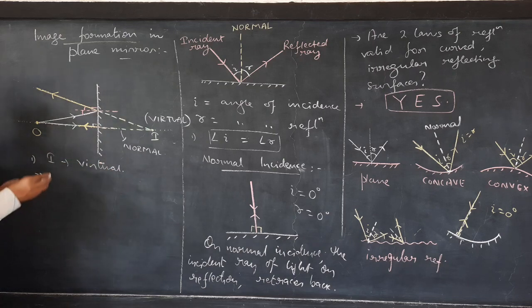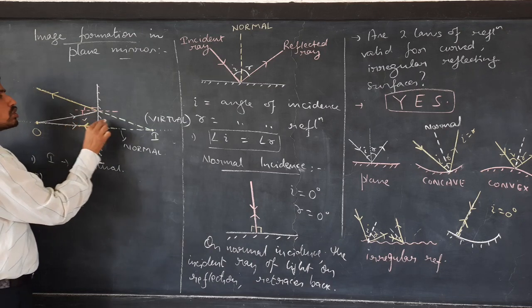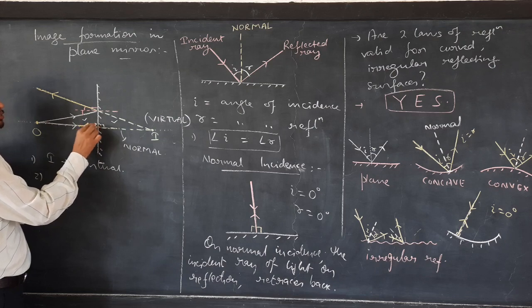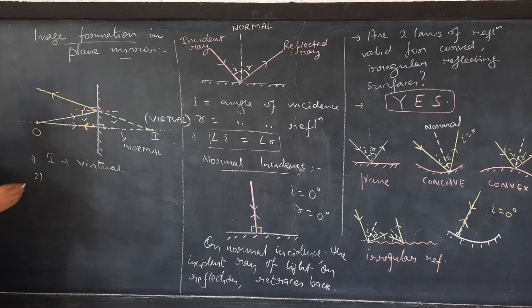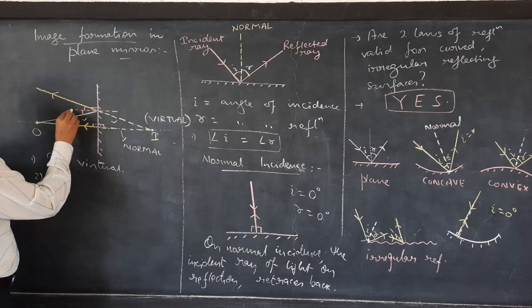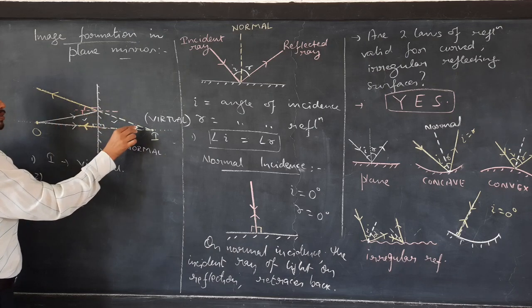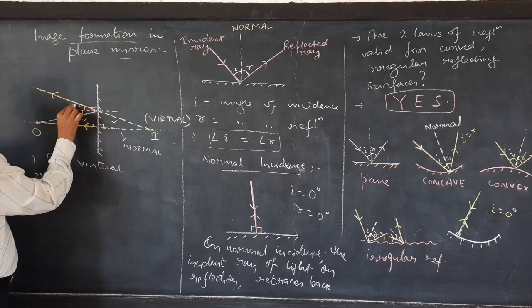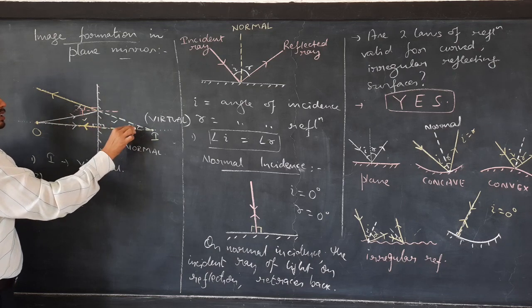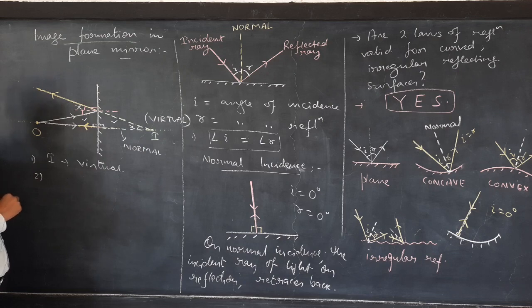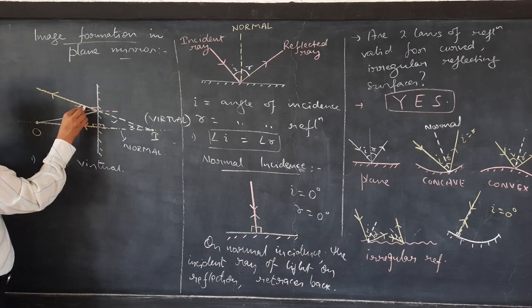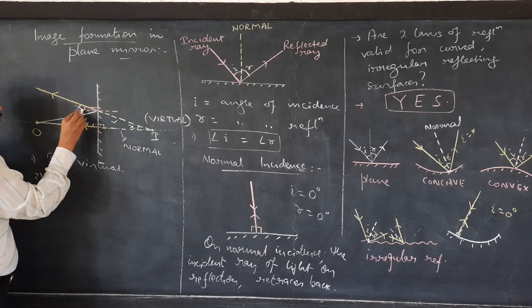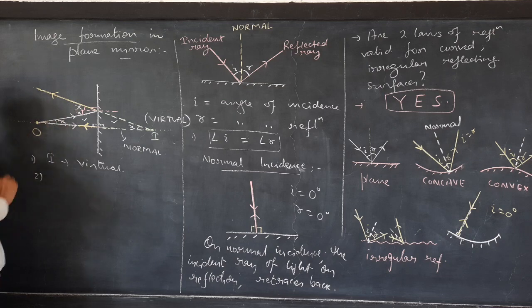Second property, I leave it to you to prove that these two small triangles are congruent. You can see these two angles are 90 degrees. Now this ray has been produced backward. This line is parallel to this line, so this angle is equal to this angle. Suppose this angle is x, then this angle will also be x. Angle of incidence is equal to angle of reflection. So this is x. These two lines are parallel. If this is x, this will also be x.